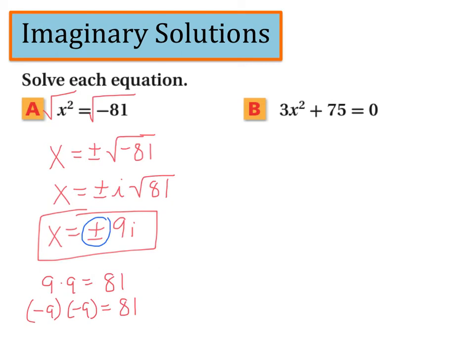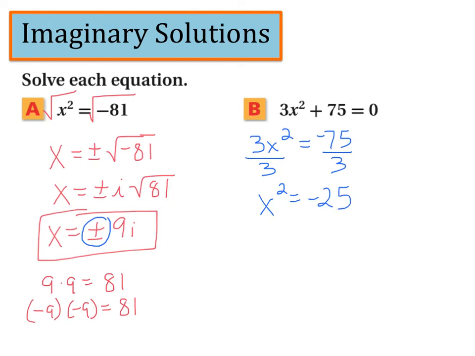Alright, let's work on problem B. For problem B, we have 3x squared plus 75 equals 0. We want to get x squared by itself, so we subtract 75 from both sides. So we have 3x squared equals negative 75. Here we want to get x by itself, so we divide both sides by 3. When we do that, we get x squared equals negative 25.